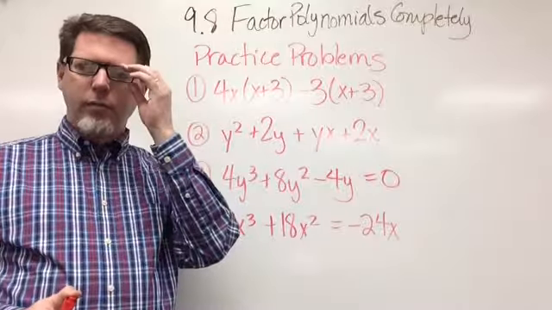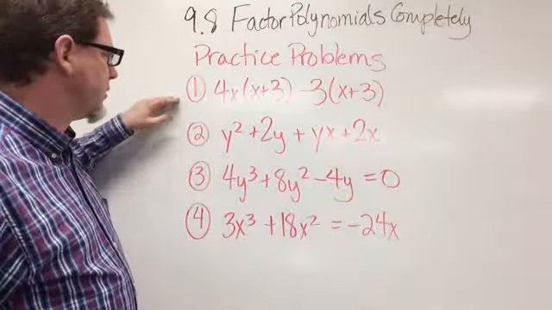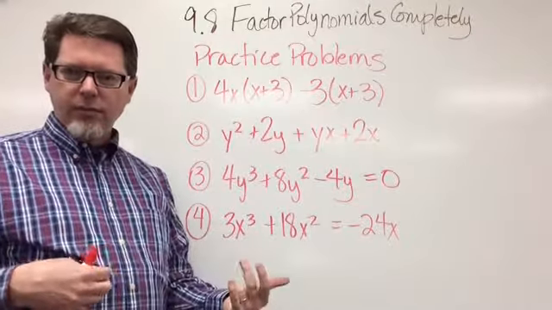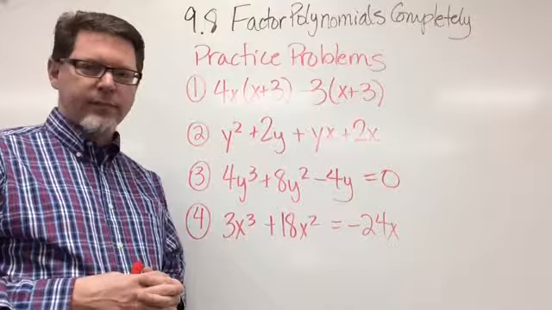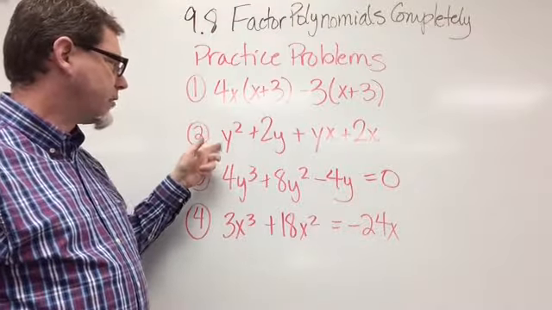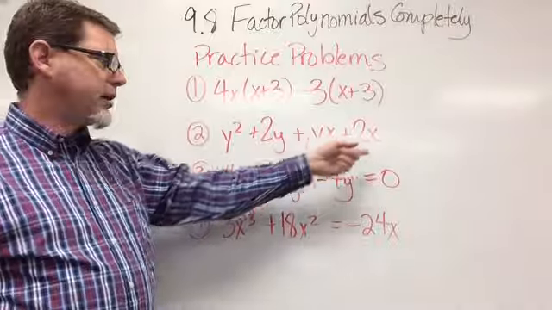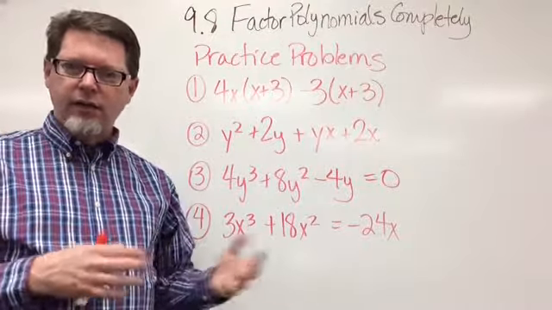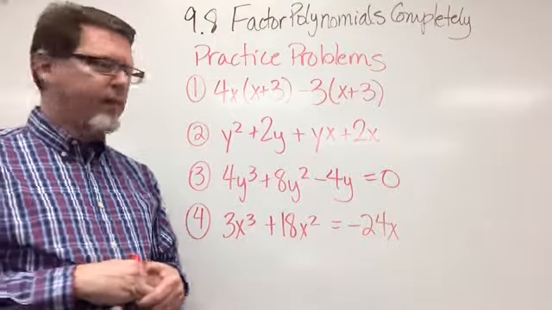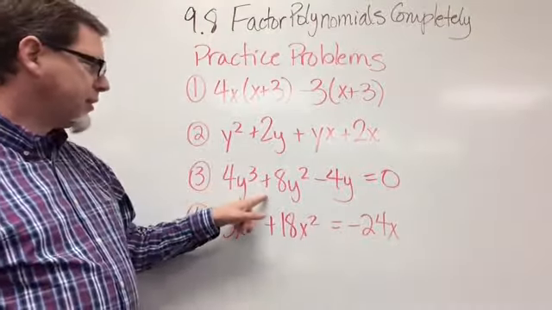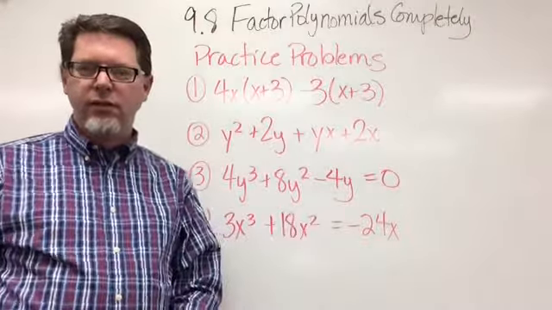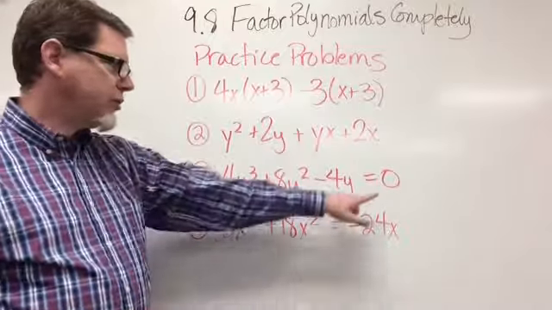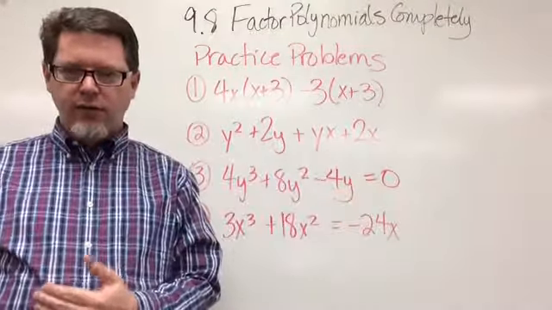Here are your 4 practice problems for tonight. The first one is 4x times the quantity of x plus 3 minus 3 times the quantity of x plus 3. Factor out the greatest binomial factor and give me the 2 binomials. For number 2, y squared plus 2y plus yx plus 2x. Group these, factor out the greatest common factor, and then figure out what your binomials are. For number 3, 4y cubed plus 8y squared minus 4y equals 0. First of all, remove the greatest common factor and then factor as you can. And then make sure you put the equals 0 and solve all the way.